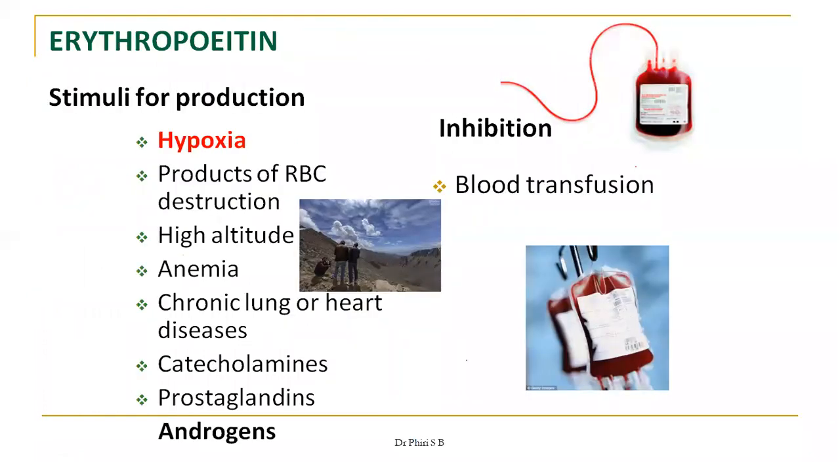Then the stimuli for the production of erythropoietin, like I said, you have hypoxia. So these are just some of the stimuli that can stimulate the production of erythropoietin. So hypoxia, we've already discussed. Then also products of red blood cell destruction. As cells are undergoing hemolysis, or they are being destroyed, there are components of red blood cells that can also stimulate more production of erythropoietin, so that they are replaced by new cells later on. And then high altitude: the higher you go, there is less oxygen, and that will predispose you to hypoxia, and then you start producing a lot of erythropoietin.